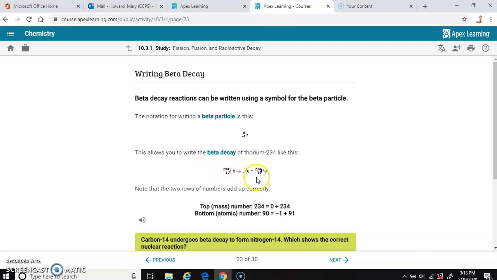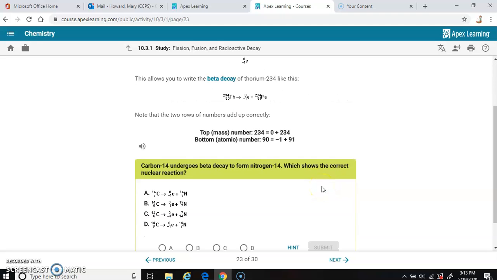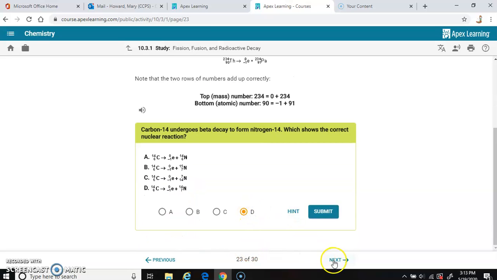Now we're going to see this negative 1 over here. Nothing happens with the mass. It all stays the same, the mass number. That's because the neutron just changes into a proton, which is still counted in the mass, so it's fine. Now which is the correct one that has happened? If we look at everything, the negative 1, 7 is okay, 6, but that changed. 14, 15 stayed the same, but that didn't change. So I think D is the right answer.